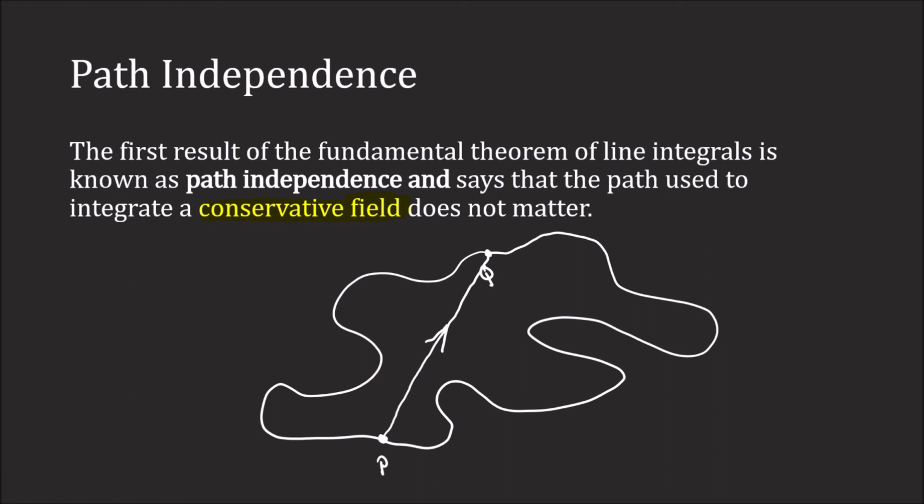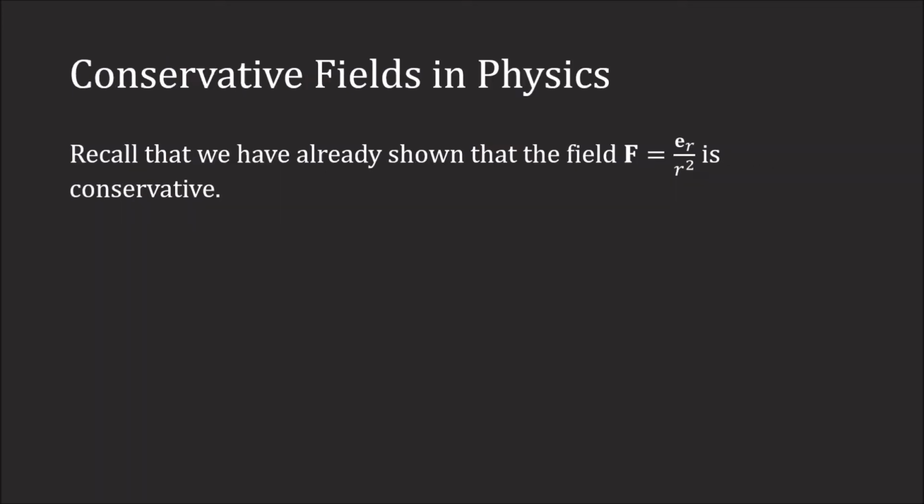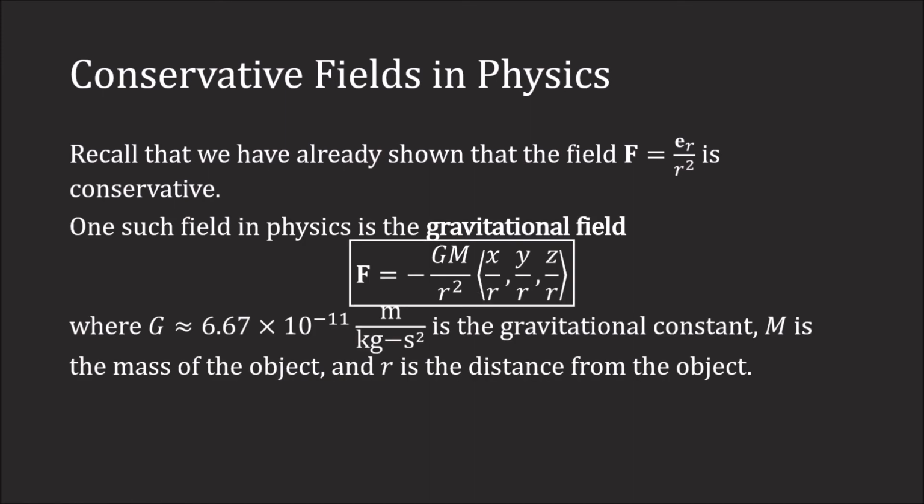We will now look at some conservative fields in physics. Now recall that we have already shown that the field E sub r over r squared is conservative. So one such inverse square field is known as the gravitational field. It is F equals negative GM over r squared times E sub r. G is the gravitational constant. It is a fixed universal constant. This is approximately its value. M is the mass of the object, and r is the distance from the object. So this is the gravitational field of an object, such as the Earth.